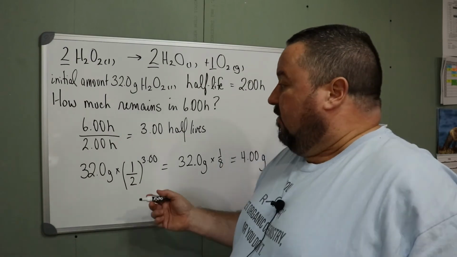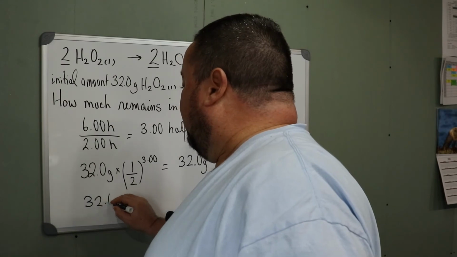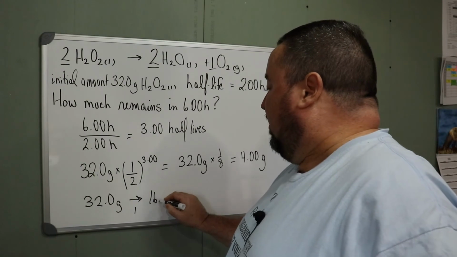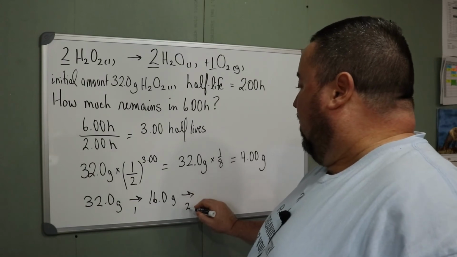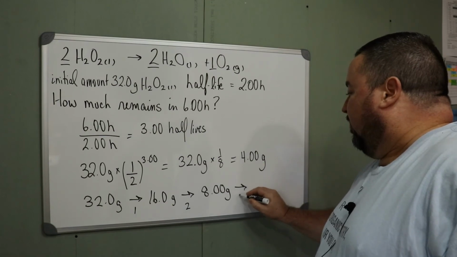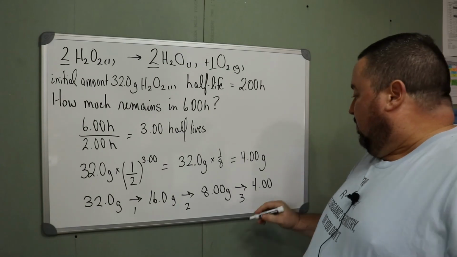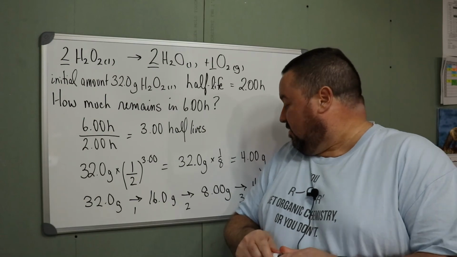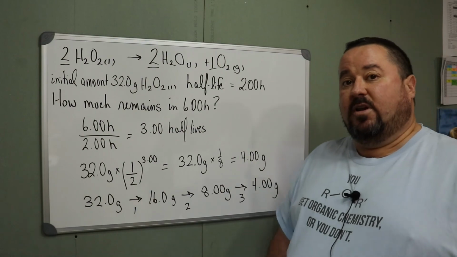The other way is to use a bit of logic and say, well, if I start out with 32.0 grams, in one half-life, I know I'm going to drop to 16. In a second half-life, I'm going to drop to 8. And in 3 half-lives, I'm going to drop to 4. So you're basically dividing by 2, or taking half of the amount 3 times, and we go from 32 to 16 to 8 to 4 in 3 half-lives.